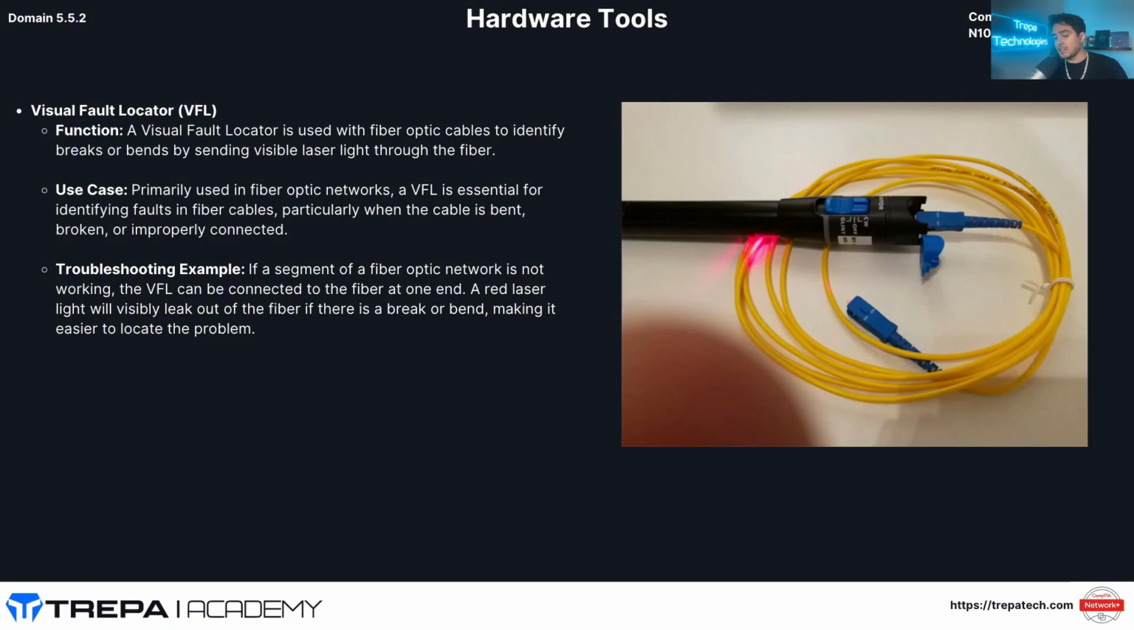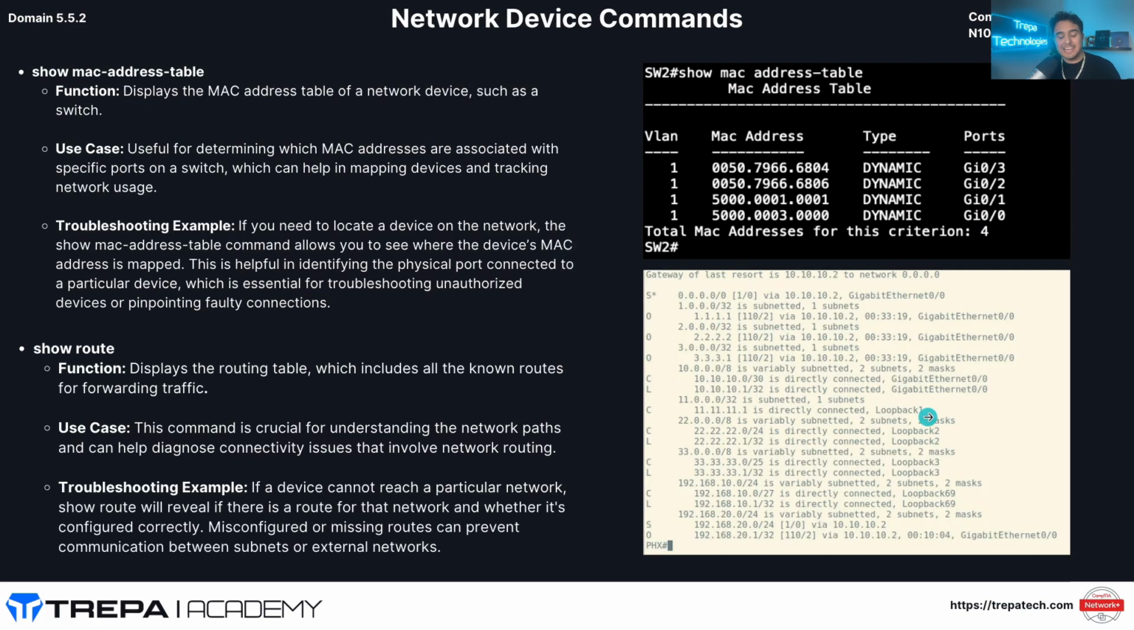Then the last hardware tool we're going to talk about is something called a visual fault locator, a VFL. A visual fault locator is used with fiber optic cables to identify breaks or bends. This is all for fiber, right? You can send a laser through it. You can have more complex ones that say, oh, the break, we have data loss, things like that. So this troubleshoots the end-to-end continuity of our fiber cables.